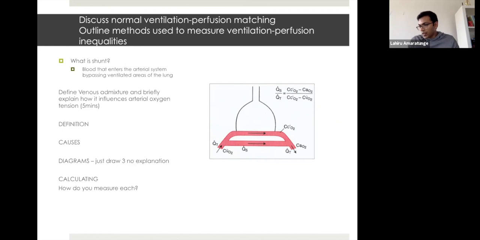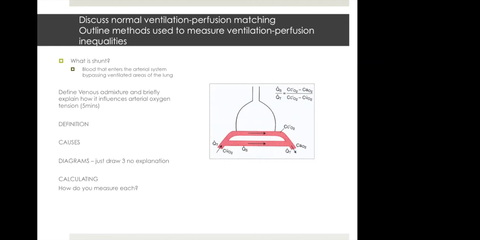And let's go about calculating this. So what is the graph and equation showing? It comes back to the shunt equation, which is shown in the top right there. Essentially it's the shunt blood flow as a proportion of total cardiac output. And then you've got the O2 content of end pulmonary capillary blood minus the oxygen content of arterial blood, divided by the O2 content of end pulmonary capillary blood minus the mixed venous blood content of oxygen.